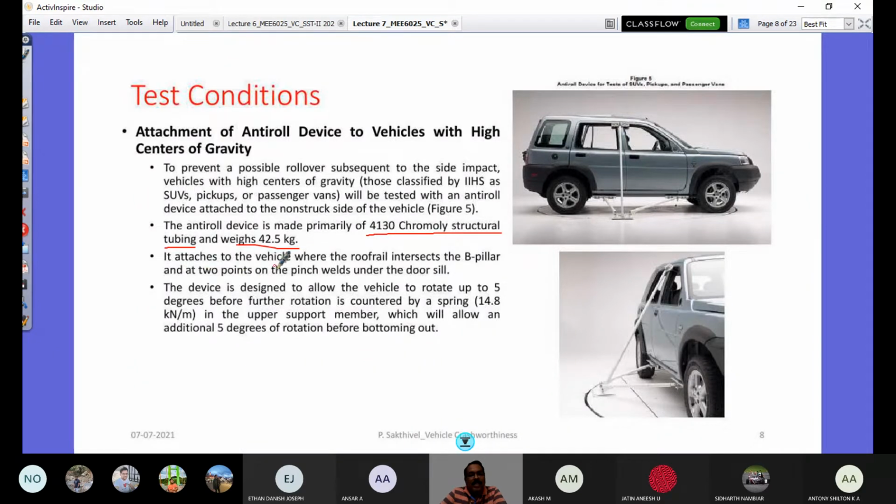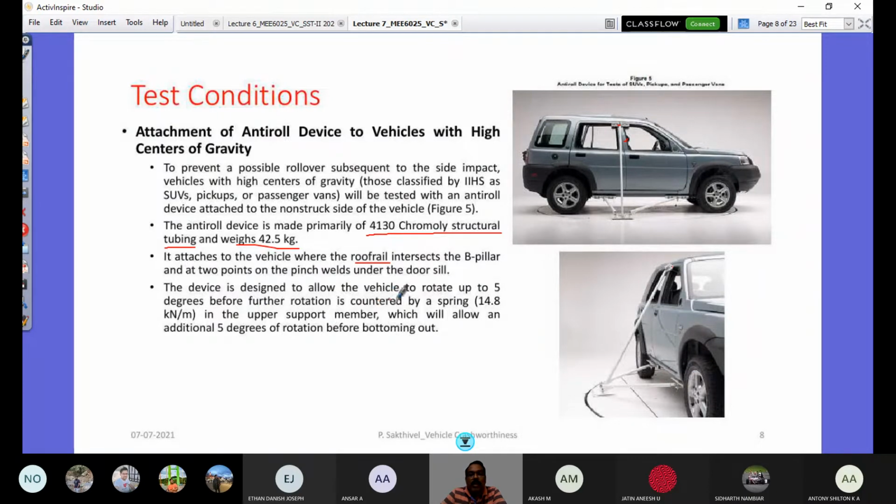And it attaches to the vehicle where the roof rail intersects the B pillar. So this is the B pillar, and the roof rail intersects at this point. So you have the first contact here, and 2 points on the pinch welds under the door sills. So this is the door sill bottom frame. So these two sides. This is how it is mounted.